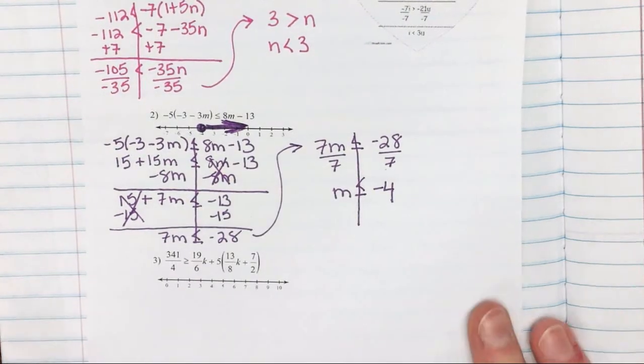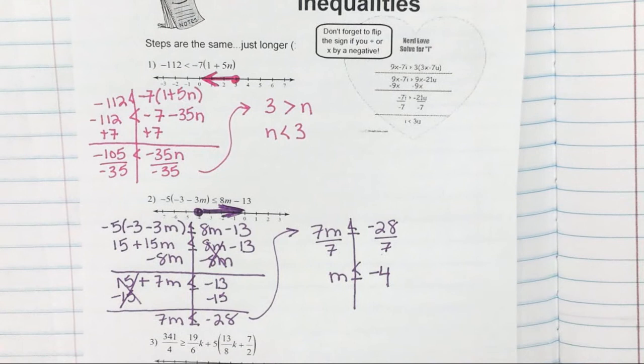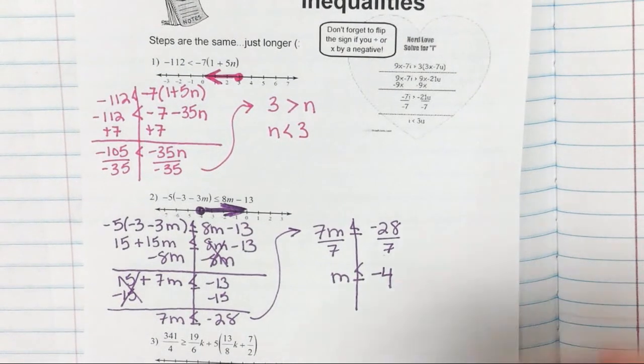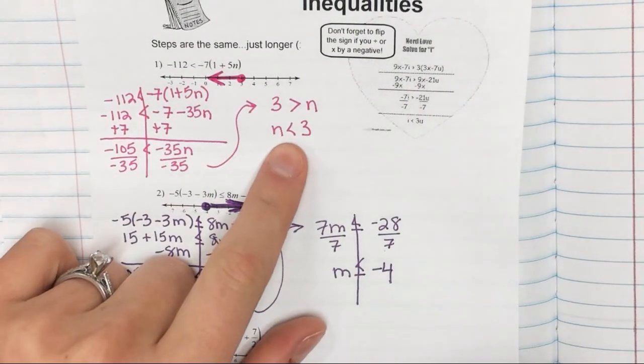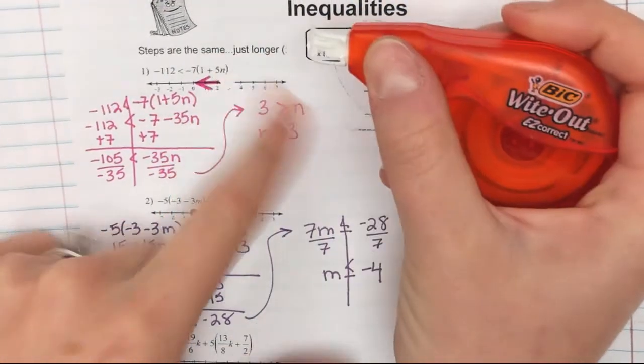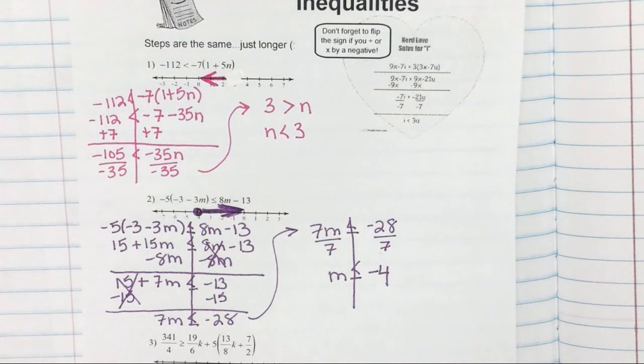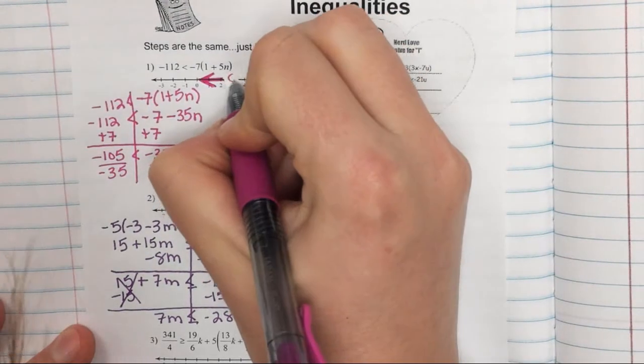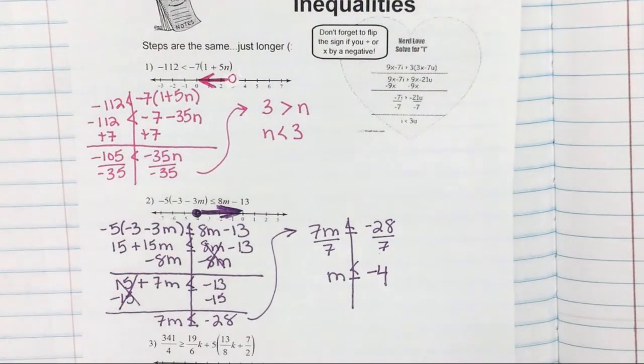Let me go back to number 1 really quick. I just noticed a mistake here. Some of you probably already caught this. This number is strictly less than 3. So my dot, in fact, should not be a closed dot. It should be an open dot on 3. So your graph should look like that.